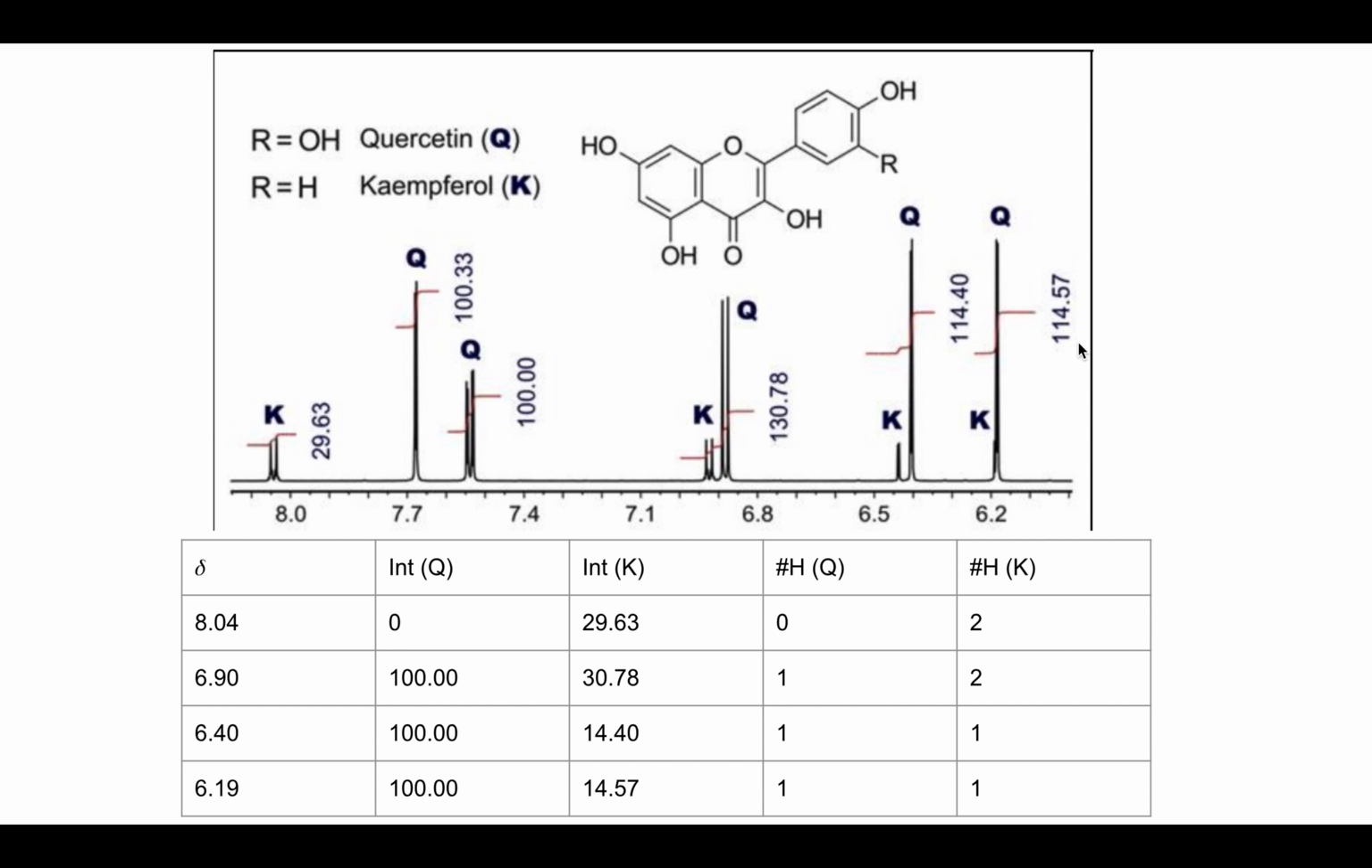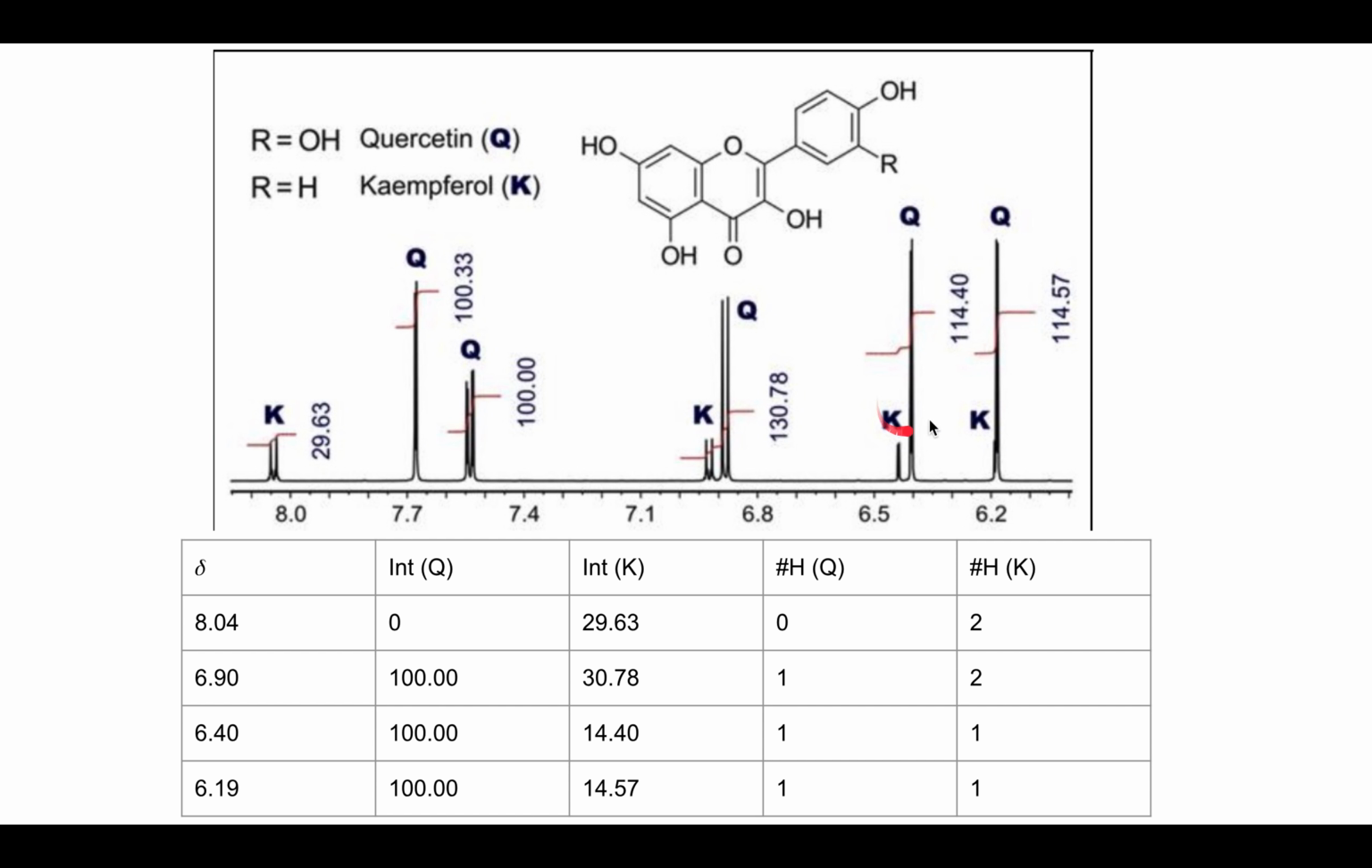So now that we've broken the combination signals into their proper subintegrals, we need to determine how many protons give rise to each of them. Well, let's start off at 8.04 ppm. We know that it's only the impurity K signal, and we also know that 2 protons give rise to this signal. At 6.90 ppm, we know that the integral value of 100 is equal to 1 proton. The integral value of 30.78 is equal to 2 protons.